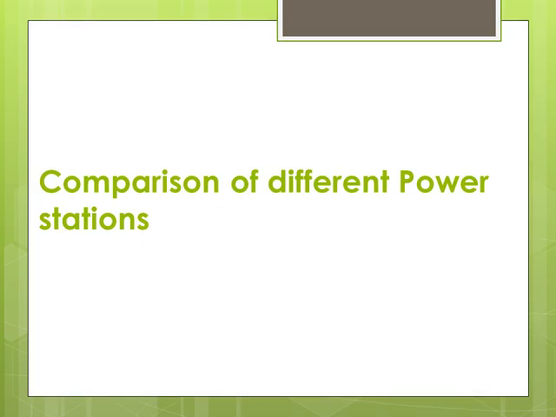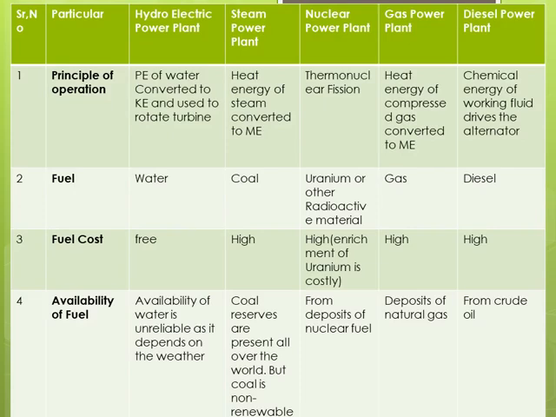Hello everyone. Till now we have learned how electrical energy is generated by using different types of fuels, like we did hydroelectric power station, thermal electric power plant, diesel electric power plant, and then gas power plants and nuclear power plants. Now we will compare all these power stations that we did so far. So here you can see the particular points for comparing these plants.